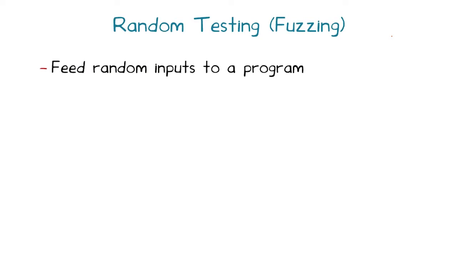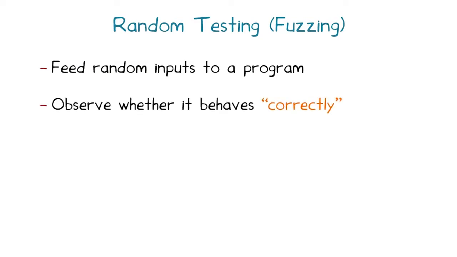Random testing, also called fuzzing, a terminology that we'll use throughout this lesson, is a simple yet powerful testing paradigm. The idea is straightforward. We feed a program a set of random inputs, and we observe whether the program behaves correctly on each such input. Correctness can be defined in various ways.